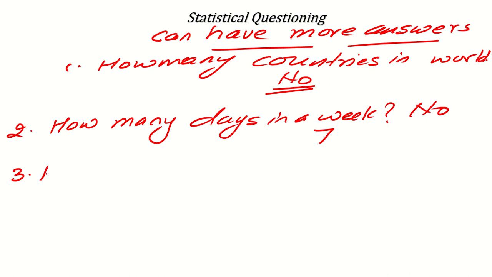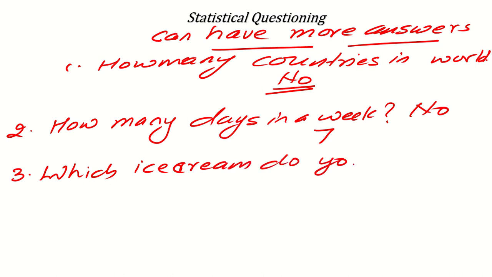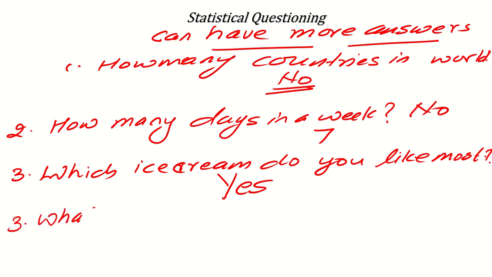Next question can be, which ice cream do you like most? You can say that I like butterscotch, I like vanilla, I like chocolate, I like strawberry, anything. So you can have so many answers. So yes, this is a statistical question. Similarly, what is your favorite sport or game?